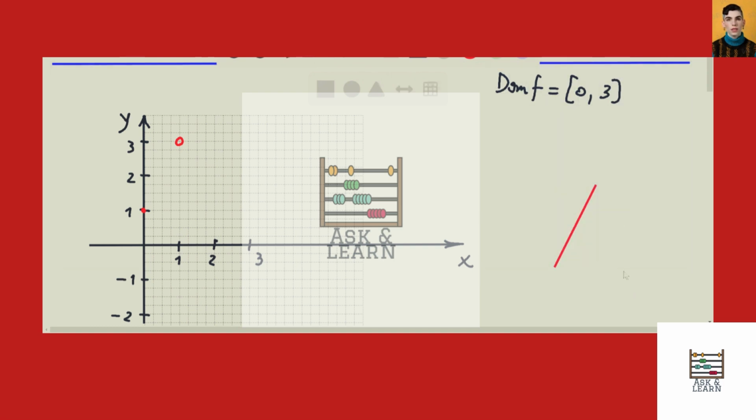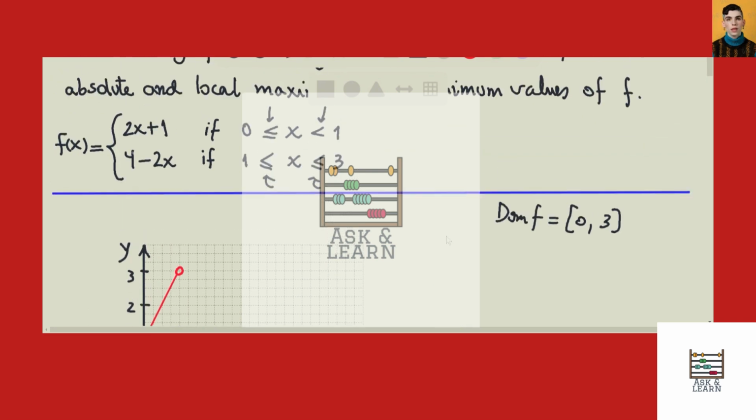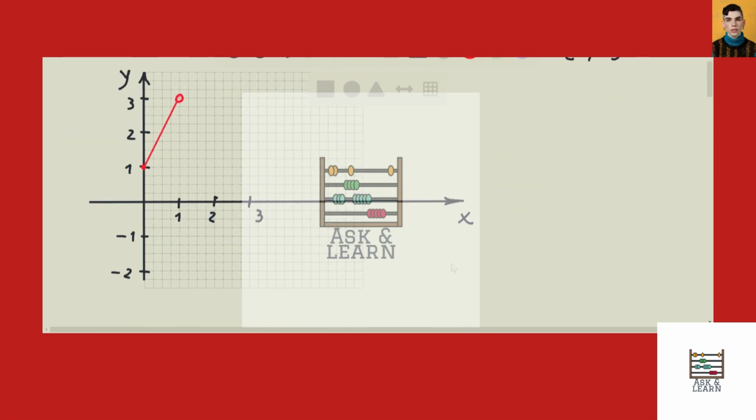And then we draw the line between those two points. Let's see if we can fit it well here. Almost there. So we're here. This is a line. It's a segment, in fact, because x is in the interval [0, 1), including 0, not including 1.